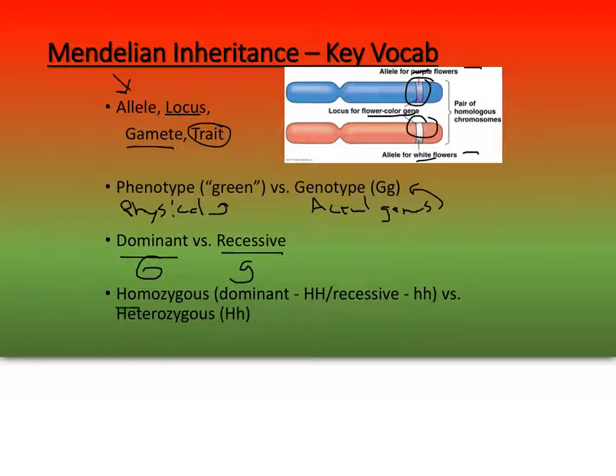And then you had these terms, right? Homozygous and heterozygous. Homo meaning same. So homozygous dominant would be you have two dominant alleles. Homozygous recessive would be two recessive alleles. And then heterozygous, hetero meaning different, means you have two different alleles, one dominant, one recessive.